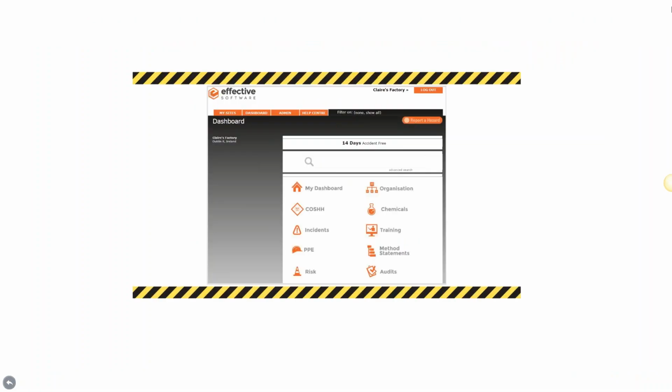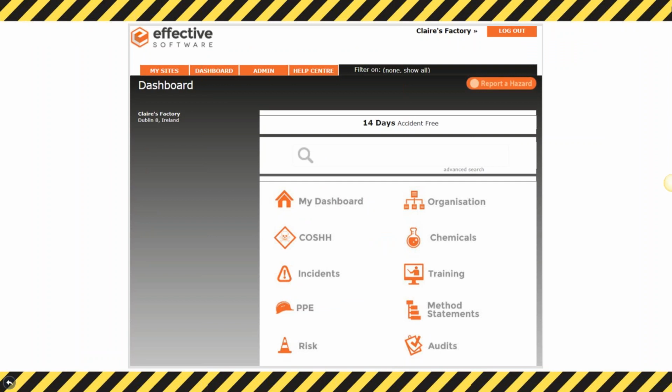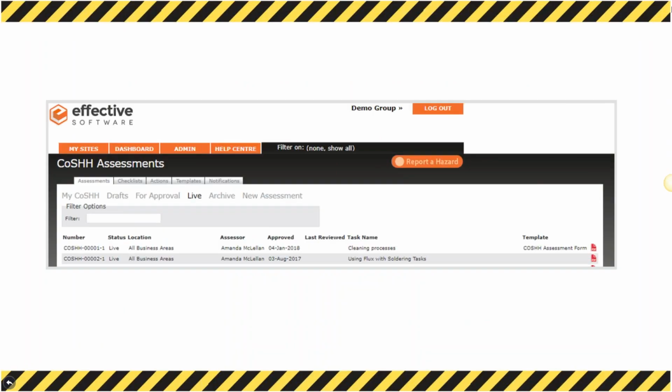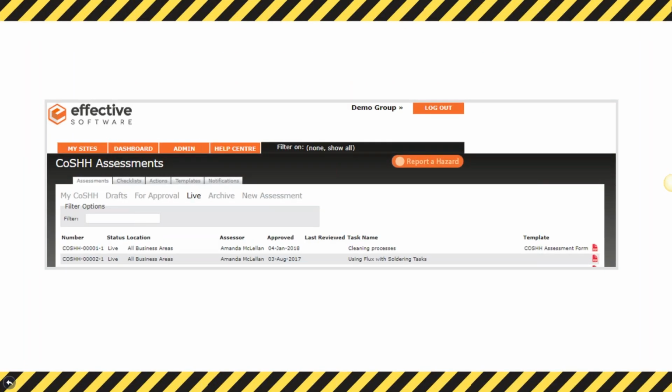If we go back out then to the modules, and we just go into COSHH, what you're seeing here is kind of the main landing page where you can see what's draft, what's for approval, what's live, or in the archive, you can see what's actually archived or just superseded. The assessments from all the assessors are in the one place, so you always know who's working on what and you can avoid duplicated work.